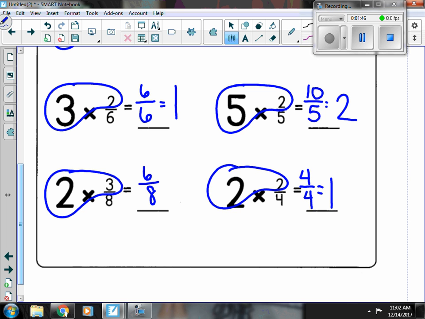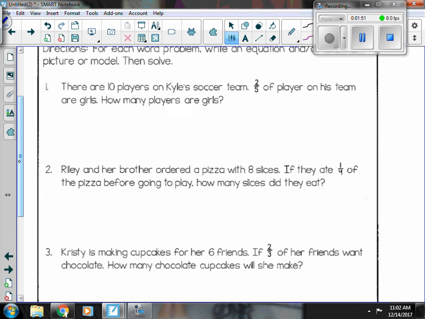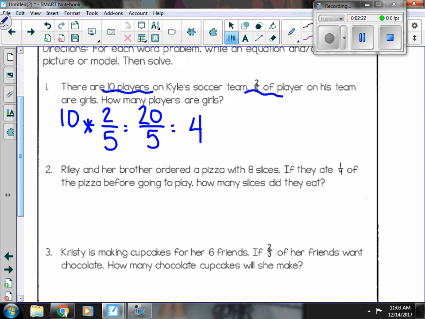On the back, there were some multiplying fractions by whole number word problems, just to practice seeing them in word form. We're doing the same thing. We have 10 players, and 2/5 of them are girls. So what we're really doing is breaking apart 10 into 5 groups, and then figuring out how many people are in 2 of them. And it's almost a shortcut to do it with our multiplying, because it kind of does the steps together. So 10 times 2 is 20/5, which is the same thing as 4. So out of those 10 players, 4 of them are girls.